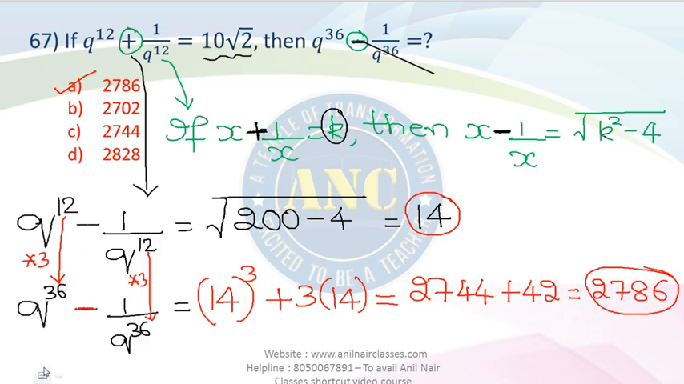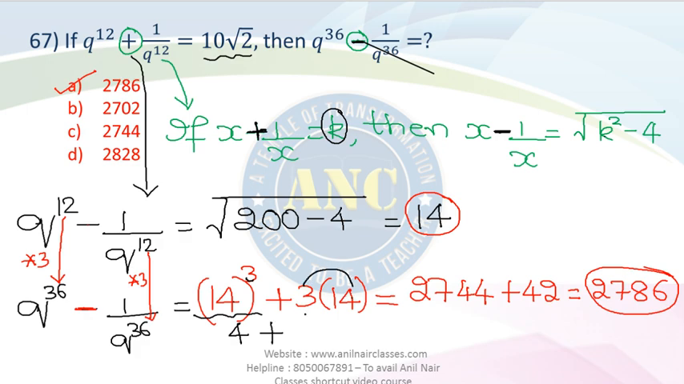Now you might get a doubt, sir, I don't know the value of 14 cube. Even if you don't know, it is very simple, sir. Don't multiply 14 into 14 into 14 and waste your time. Unit digit of 14 is 4. 4 cube is how much? 64. Unit digit of this number is 4, plus 14 into 3.